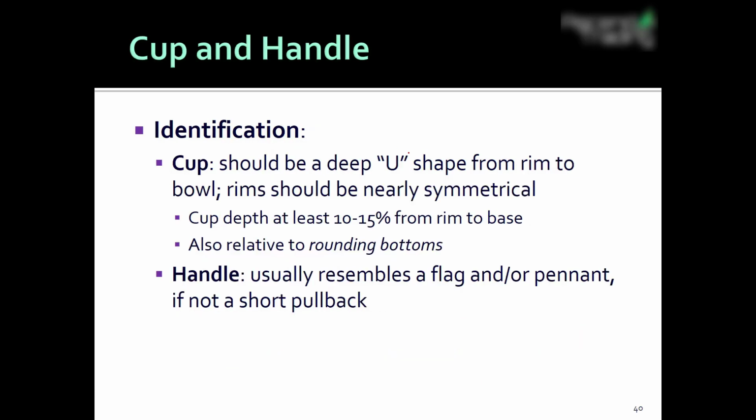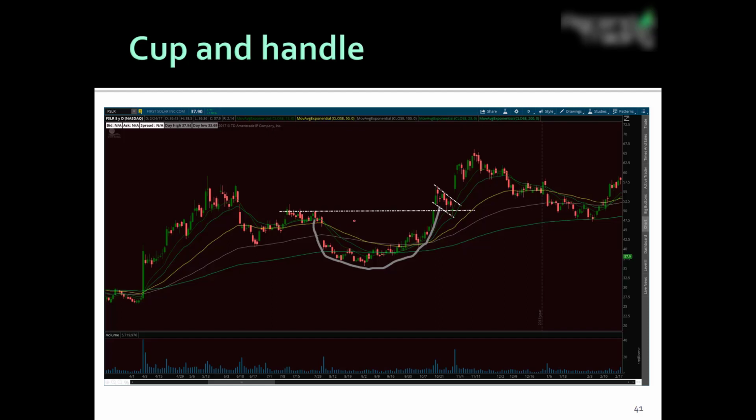Cup and handle. So 3 attributes. It's U-shaped, and the depth from rim to cup is at least 10%. Anything lower than that is considered a rounding bottom. And the handle usually resembles a flag or a pennant, if not a short pullback. So here is a classic textbook example of the cup and handle. From rim to base is greater than 15%, and the buy signal is generated when the price breaks above the rim.